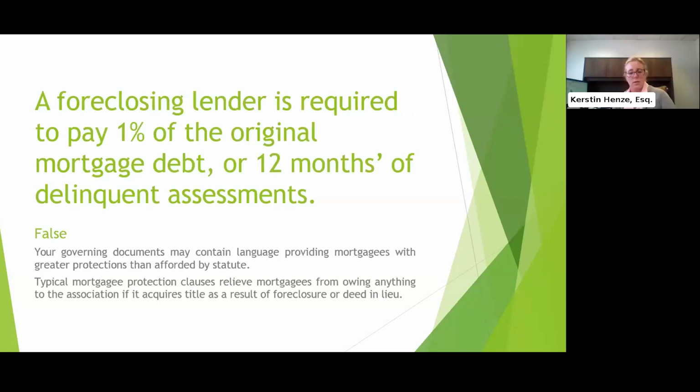All right, so first misconception: a foreclosing lender is required to pay 1% of the original mortgage debt or 12 months of delinquent assessments. After all, this is what the statute provides, right? So is that true or false? Well, just because the statute says that, that's not necessarily what is happening. So you need to check your governing documents. Typically, this would be your declaration. Look in the assessment section.